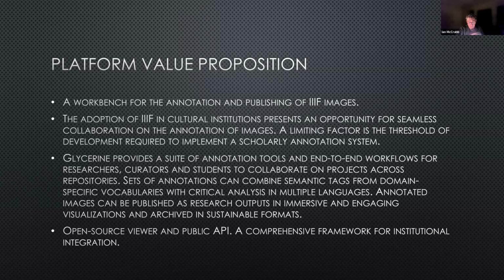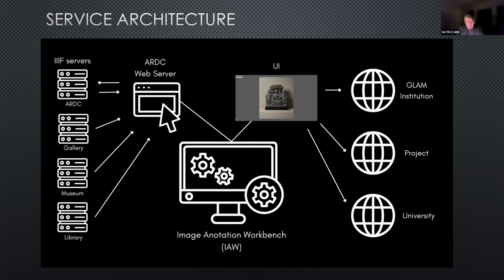Apologies if this is a bit glib, it's not a technical diagram, but what we're doing is running Glycerine on an ARDC server. So that's Australian research infrastructure. We're also running an instance on AWS for everybody else. So there's two versions of Glycerine running, one for Australian researchers and one for international. Images can be hosted on the server as a workspace or a sandpit, or images can be accessed from institutional servers. The research outcomes can be configured for institutional, project or publication branding or standards.